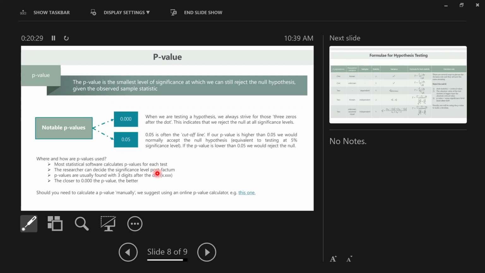That's why even when we were looking at the regression, when we were looking at the R squared, if I'm not wrong, we said that if you get 0.95 and above, it means that your model performs a bit better. Another thing is that the p-values are usually found with 3 digits after the dot, like 0.00 something. The closer to 0.00 the p-value, the better.